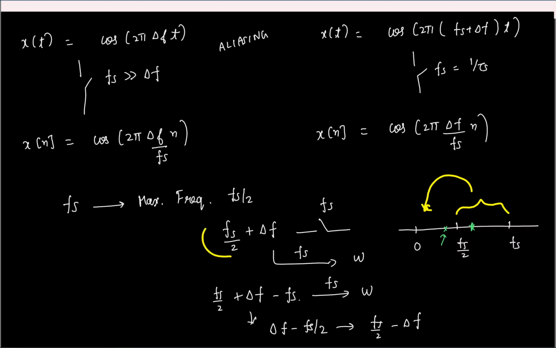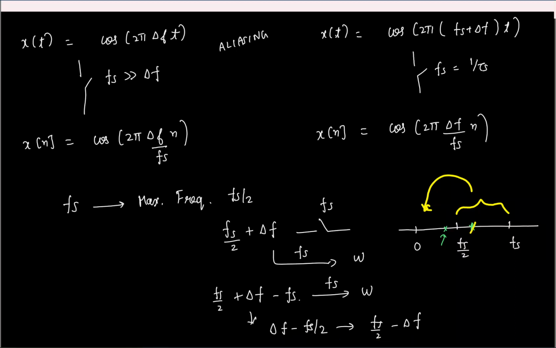Let's say fs/2 + Δf. When you sample it at fs, you will get some discrete time frequency omega. What I'm saying is, even if I add or subtract fs from that, I'll get the same frequency omega, because that's what we saw here, right? So if I subtract fs, I'm going to get the same. So that results in Δf − fs/2. And it's a negative frequency, so you should have a positive counterpart, and that is fs/2 − Δf. Fine?